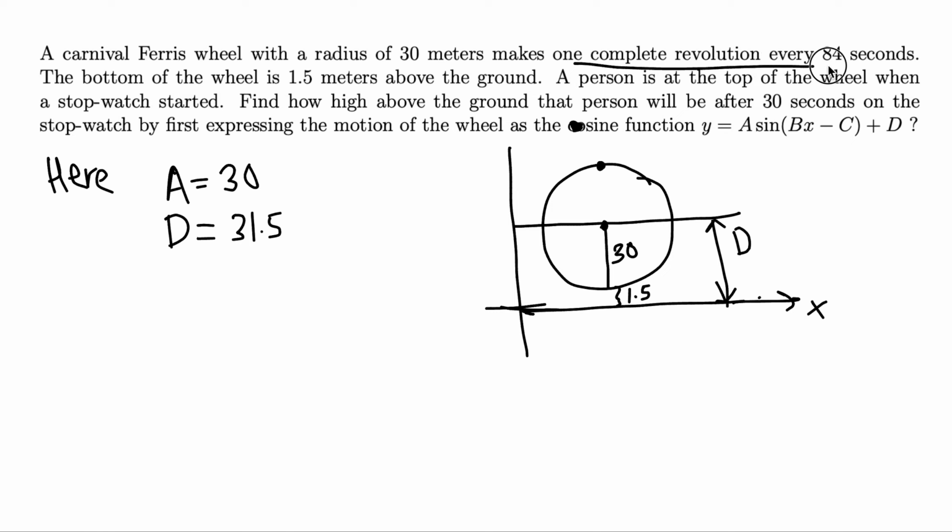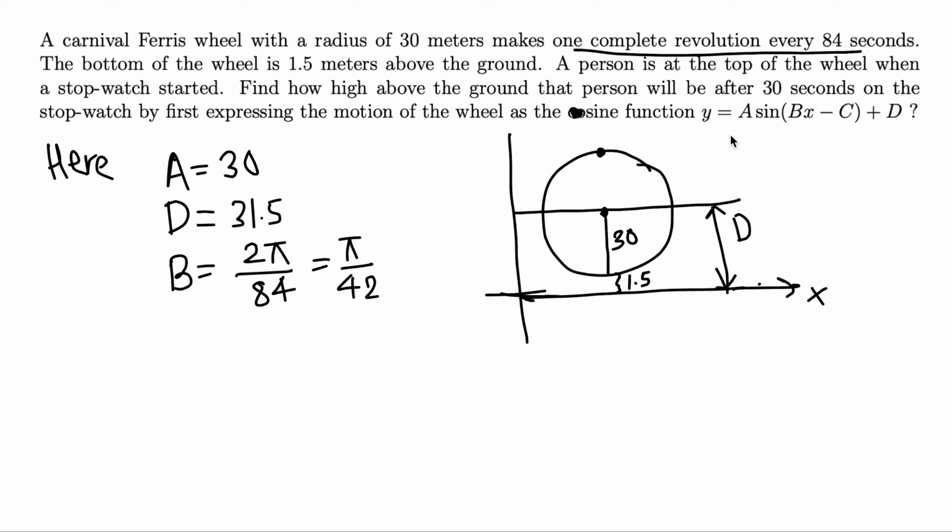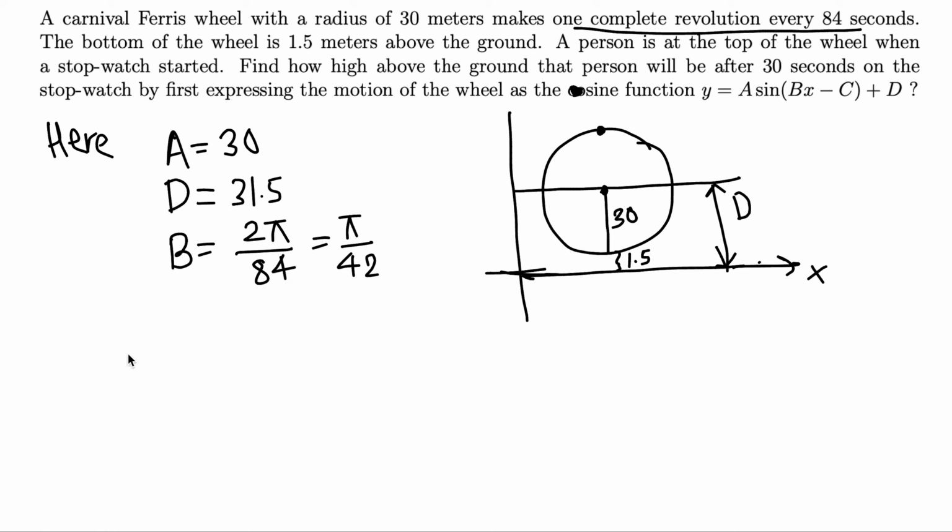One complete revolution every 84 seconds. That means we can find b. B is 2 pi over period, which is 84. 2 goes 84 42 times, so this is pi over 42. Now we can model this using sine or cosine, same data. So here y equals 30 sine pi over 42x minus c, that's missing, plus d.